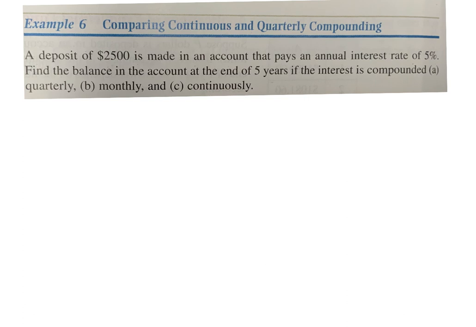$2,500 deposit is made in an account that pays an annual interest rate of 5%. Find the balance on the account at the end of 5 years if the interest is compounded quarterly, monthly, continuously. So if I did that, I would say $2,500 is my initial amount. 1 plus my rate in decimals, 0.05, over the number of times I compound, quarterly is 4, raised to the number of times I compound by the number of years.